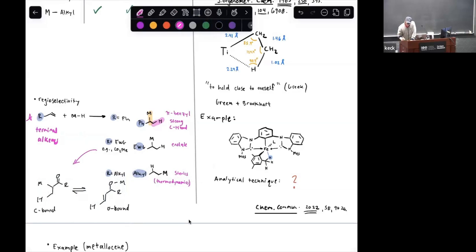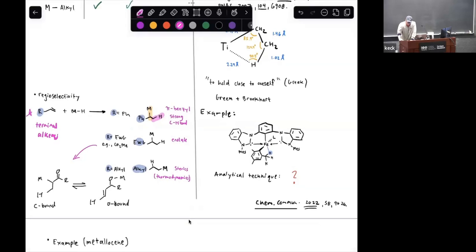We can also consider the case of simple alpha olefins, i.e. alkyl substituted terminal olefins. And in this case, these will typically proceed with so-called anti-Markovnikov regioselectivity, where the CH bond is formed at the internal alkenyl carbon atom and the carbon metal bond is formed at the terminal position. Why? In this case, there's a major steric component.